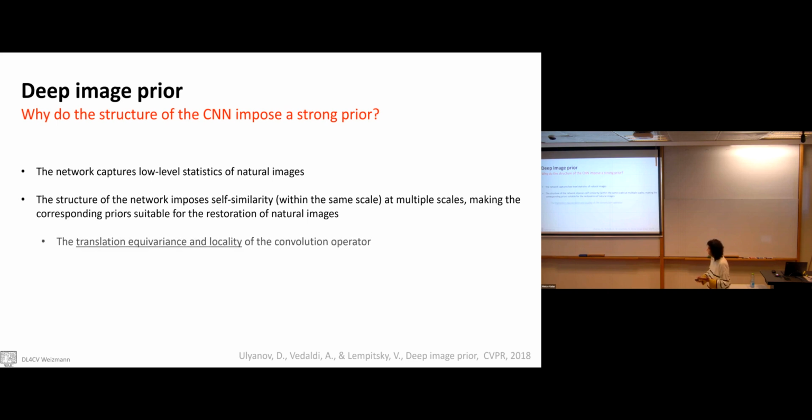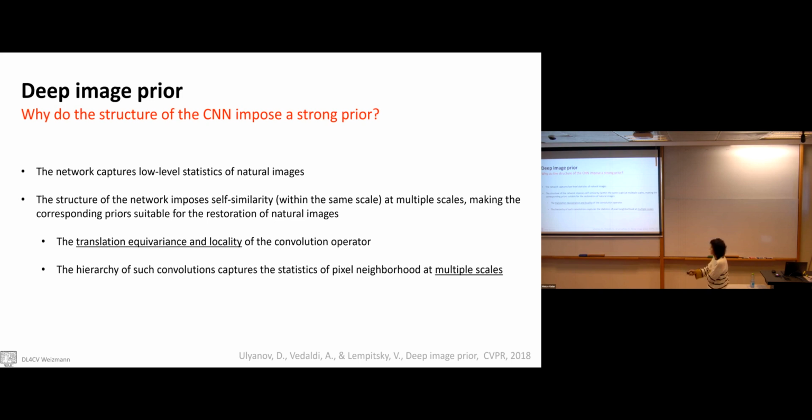And why does it happen? It happens due to the convolutional operator, which is translation equivariant and local at different scales. The mapping of the noise to similar patches happens due to this convolution operator. But we have convolution operators at different scales, so we can say that we are going to have some hierarchy such that the mapping is going to happen in multiple scales. This is the idea. This is what the authors explained. And then afterwards, some theory emerged and explained some ideas.